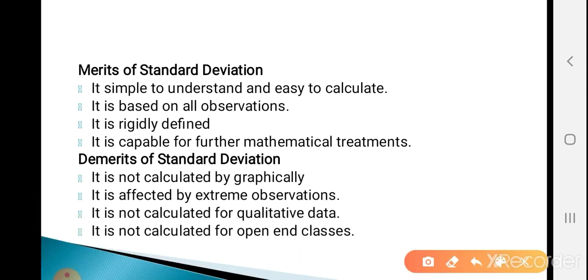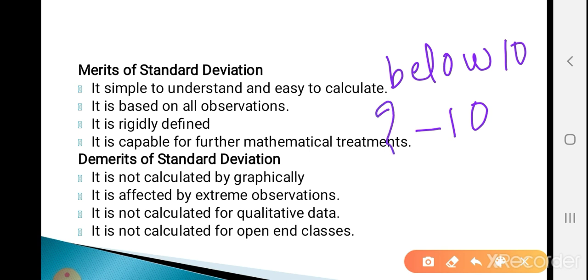Open-end classes means that in a class, one of the limits is not specified, for example below 10. What is meant by below 10? 10 or less. But here the lower limit is not specified, only the upper limit is. For continuous data we need the values of x, that is mid values, and we can't calculate the mid values of open-end classes. So the standard deviation is not calculated for open-end classes. So these are the merits and demerits of standard deviation.